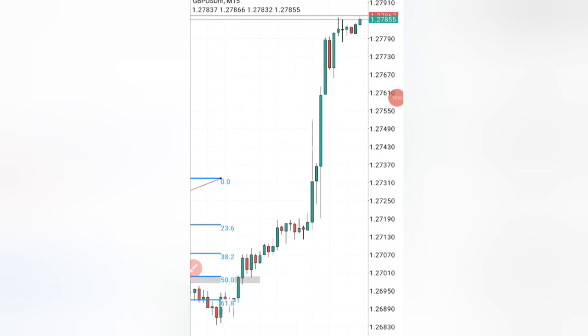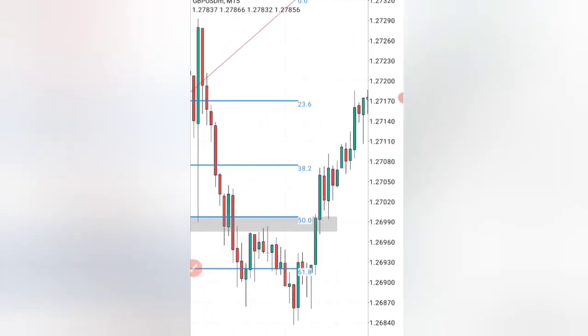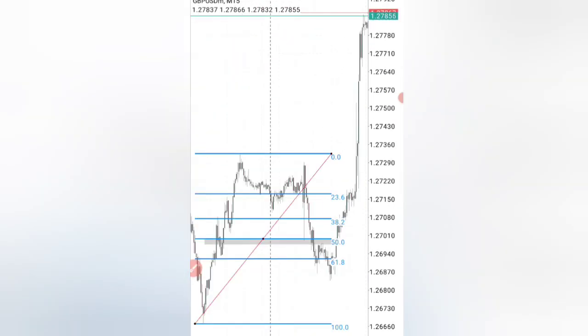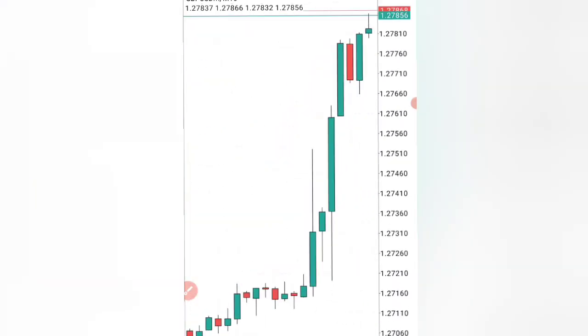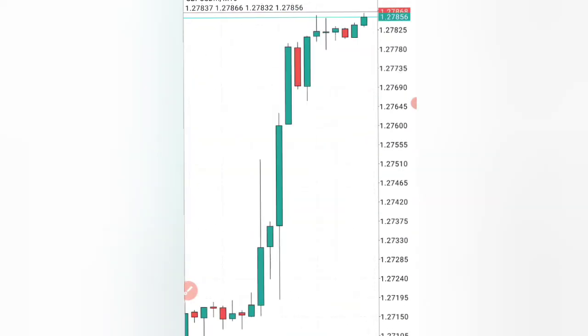You can see the market is still going up, which means this exact strategy that I've just shared with you right there can give you more opportunities to make more profits in the forex market.